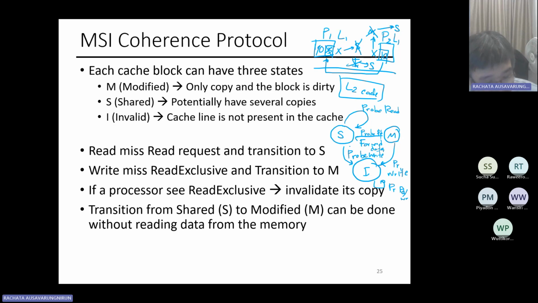If you're in the invalid state and you on your own read the block, you are going to transition to share. If you're in the invalid state and you write to the block, you go to modify. Then you signal everyone, I'm writing. If you are in a share state and you're reading, you stay there because you're not modifying the data. If you're in a share state and you write to the block, you go to modified. If you are in the modified state and you read or write, you stay in the modified state.